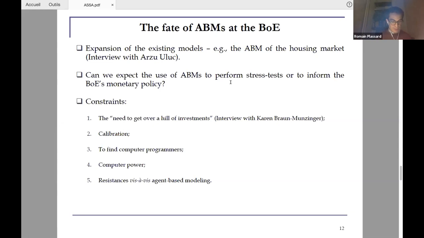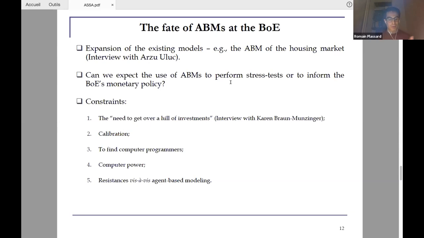Now, this is the fourth constraint, the computer power. Several projects from the bank intend to expand the use of agent-based models. And most of them imply the elaboration of large-scale agent-based models. The problem is that the bigger the model, the harder it is to run a simulation. So the deployment of agent-based models will depend on the availability of supercomputers.